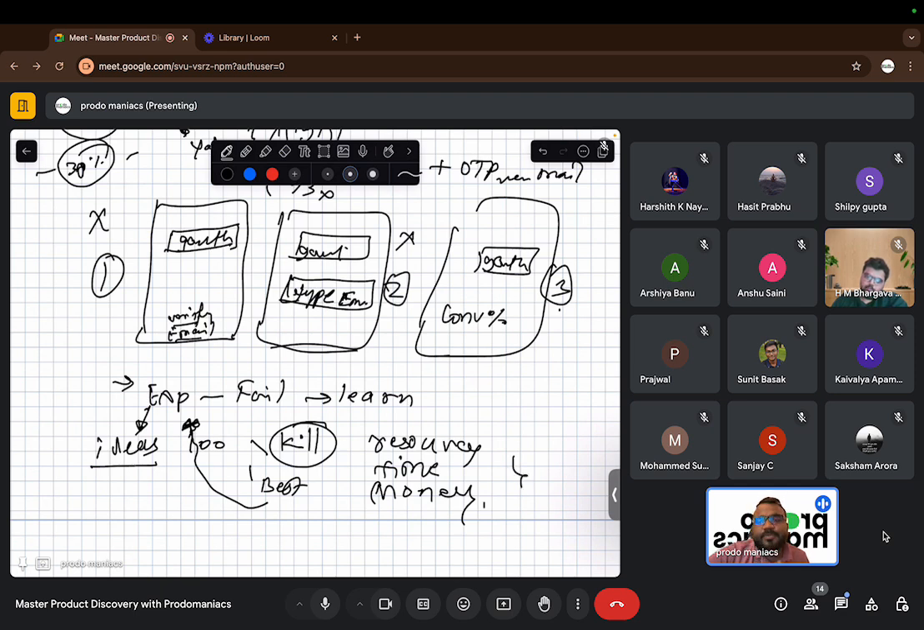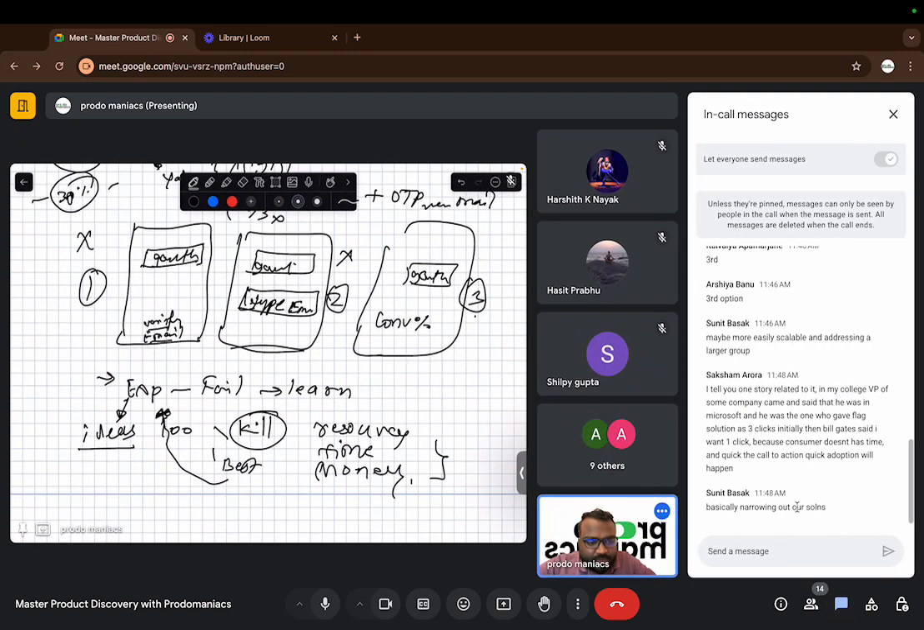Okay. So we can't experiment everything, and there are plenty of examples wherein I have done a lot of A/B tests, and I can give hundreds of examples around which worked, which did not work, even when we thought it would work, right? So Saksham is telling, I tell you one story related to it. In my college, a VP of some company came and said that he was in Microsoft. He was the one who gave the flag solution as 3 clicks initially. Then Bill Gates said, I want 1 click, because the consumer doesn't have time, and the quicker the call to action, the quicker the adoption happens.